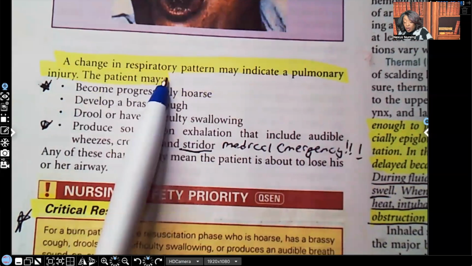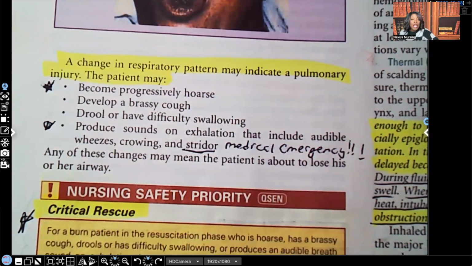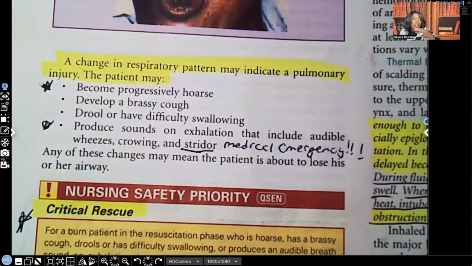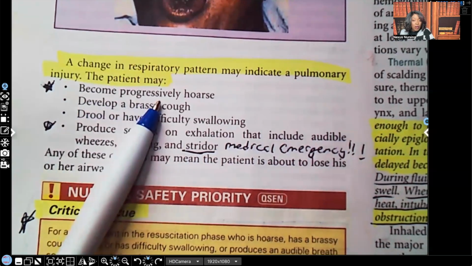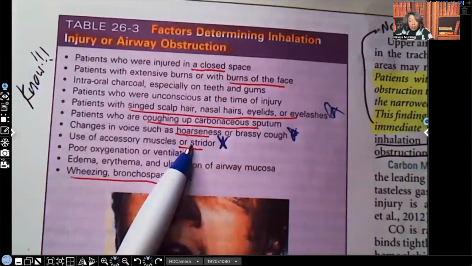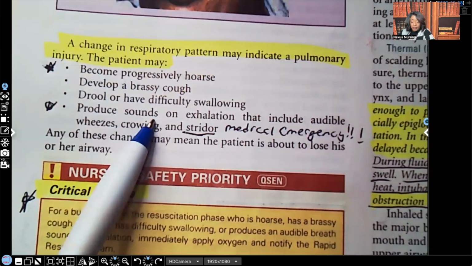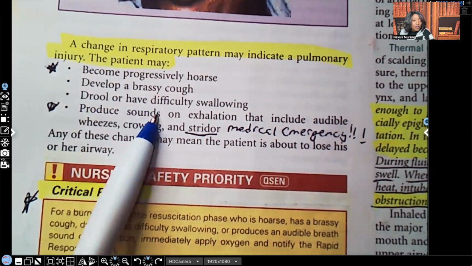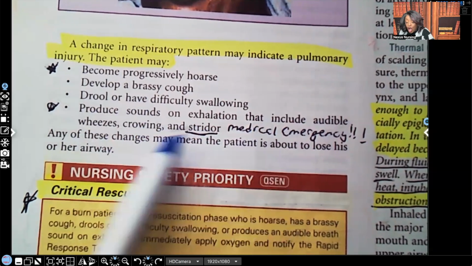A change in respiratory pattern may indicate pulmonary injury. Here are the signs and symptoms. This is like the third time we're seeing this, guys. Signs and symptoms that the patient has breathed in that smoke that obviously can affect the airway. What are they? Their voice becomes progressively hoarse. Didn't we see this up here somewhere? Now we're seeing this again here, and I think we saw it on the other page. They develop a brassy cough. They have difficulty swallowing, that dysphagia. They produce sounds on exhalation that include audible wheezing.